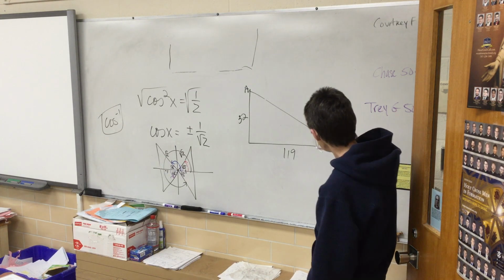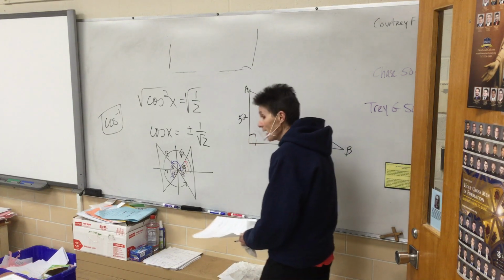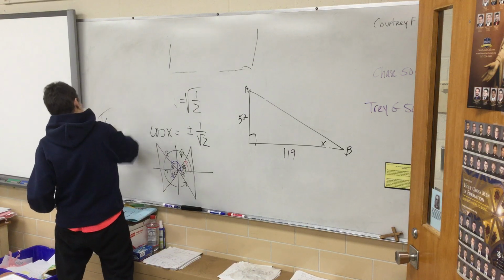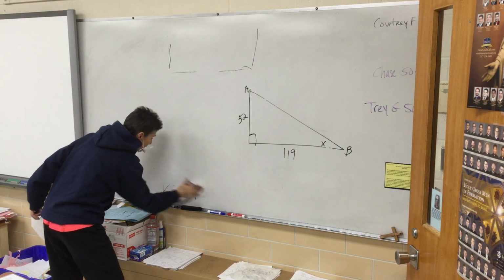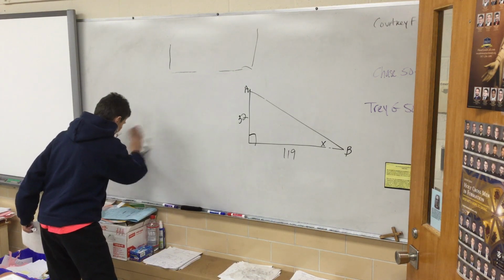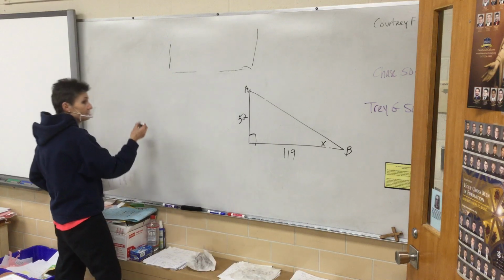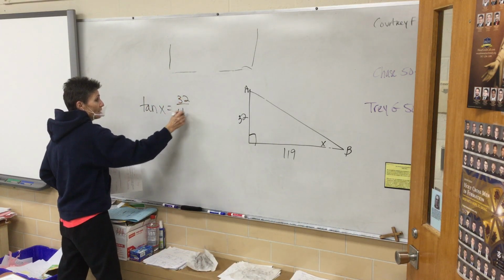So then I stand back and I say, okay, I have to use a function, sine, cosine, or tangent, to describe this. Which function will I use given the stuff that's involved in the problem? Tangent. That's a tangent problem, opposite and adjacent. So tan x equals 32 over 119.